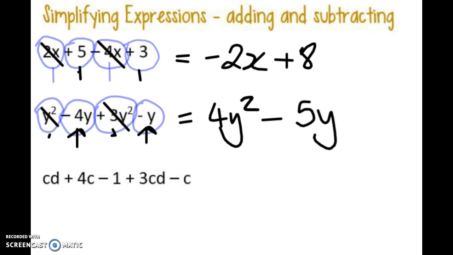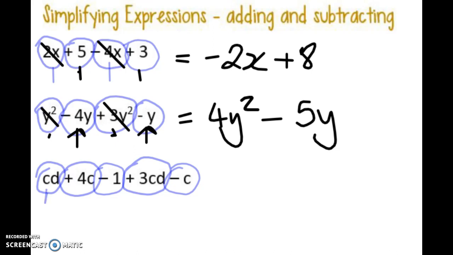Right, the third and final one that we're looking at the moment. Again, circle your like terms. So we've got CD plus 4C minus 1 plus 3CD minus C. So let's get our CDs together.